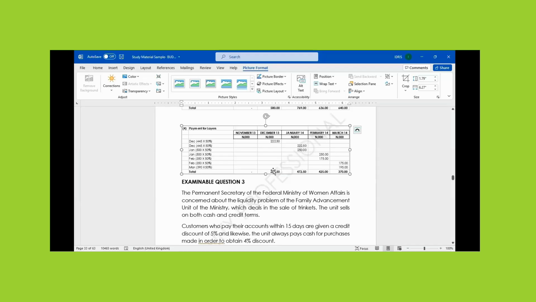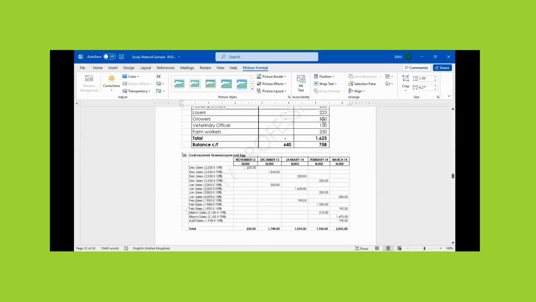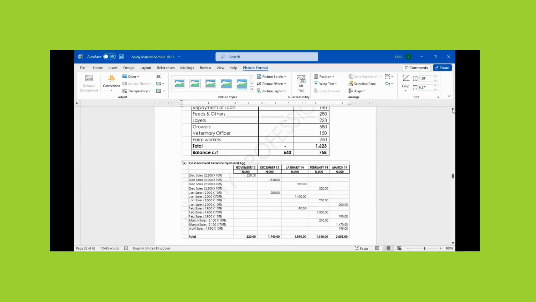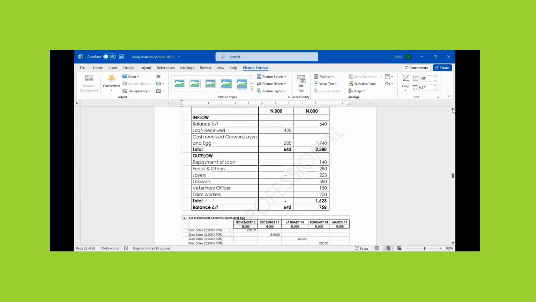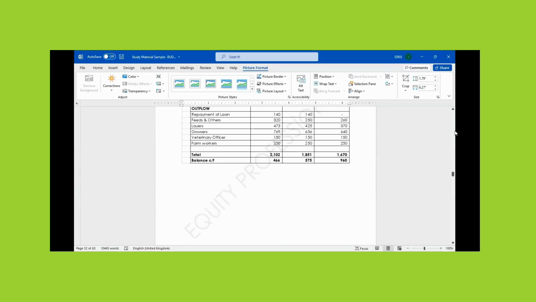The one of December, 222.5, we take it to working note 1, under outflow, layers, 222. In my own solution, I approximate it to 222.223. Can we all see that in working note 1? Under the outflow for December, 222.3. The ones of January to March, we take to the main cash budget, layers: 473, 425, and 370.